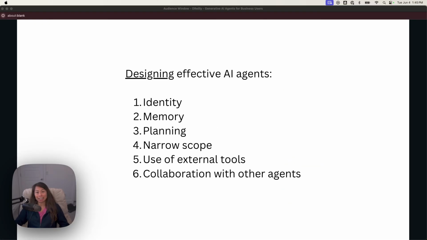When it comes to designing effective agents, consider these six aspects. Number one, identity. Number two, memory. Number three, planning. Number four, narrow scope. Number five, use of external tools. And number six, collaboration with other agents. We'll dive into each one of these, starting with identity.